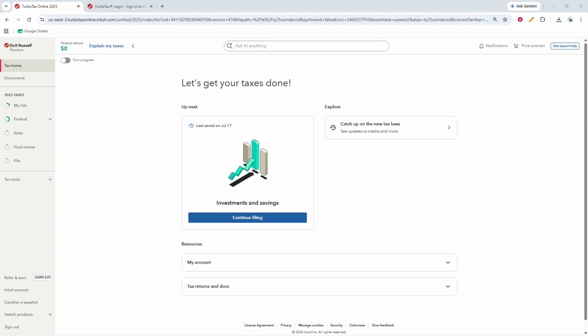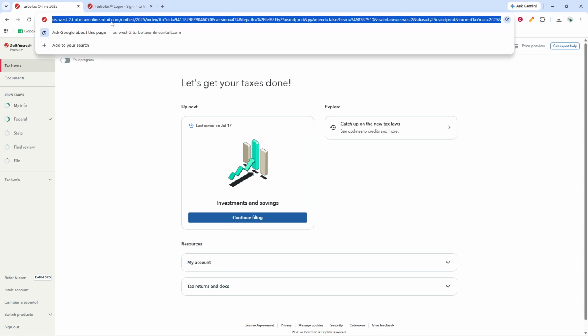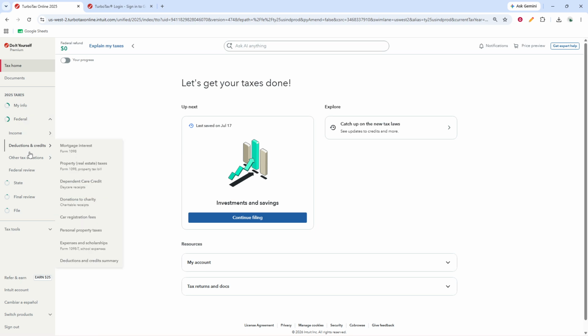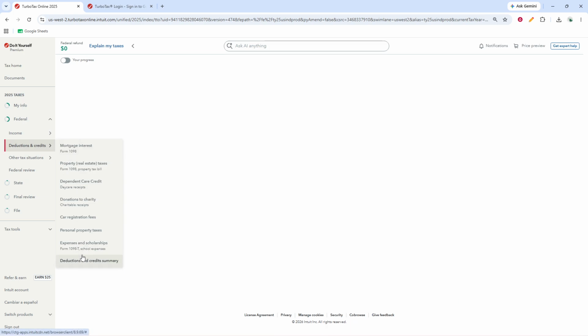Here is how to deduct medical expenses in TurboTax, step by step. Start by opening TurboTax and signing into your account. Once you are in, go to the Federal section, then open Deductions and Credits. From there, find Medical Expenses and open that part of the return.